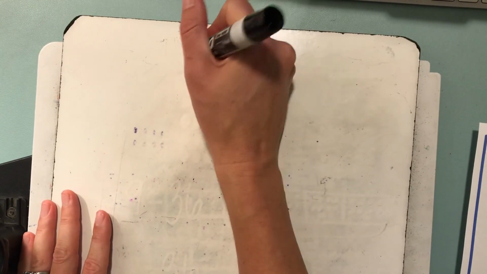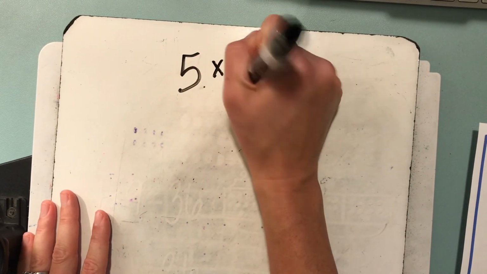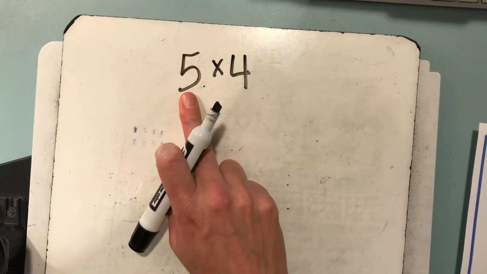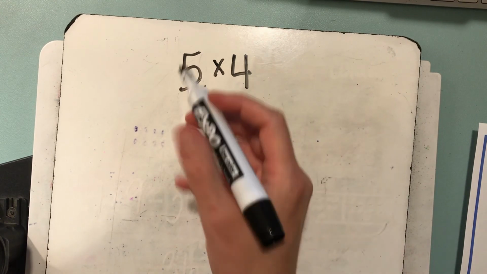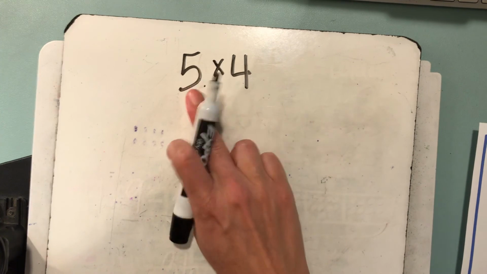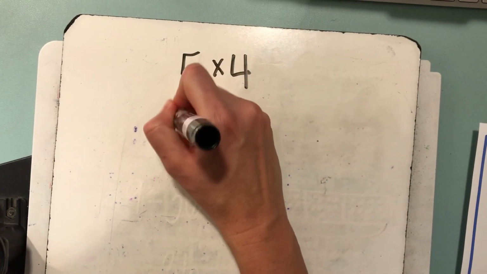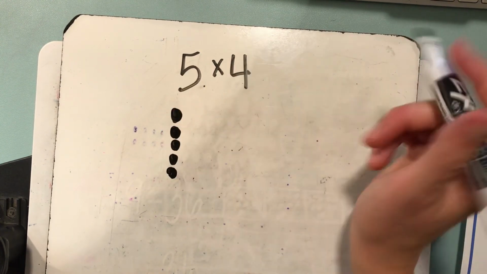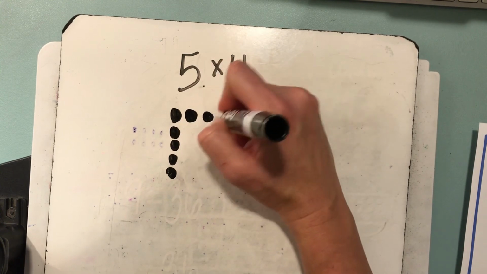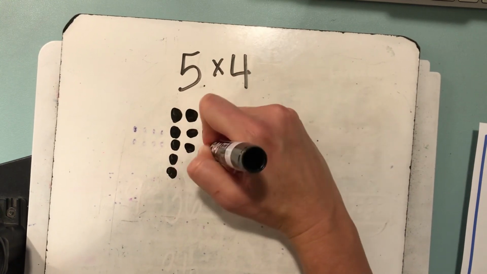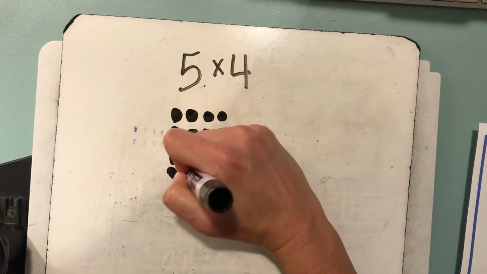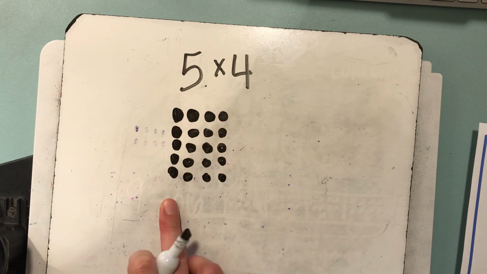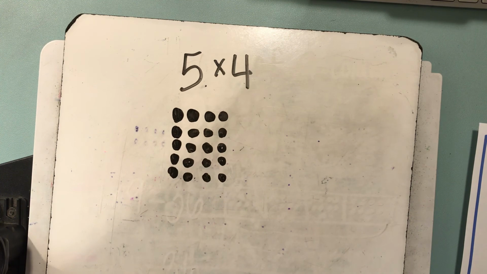Okay, so we are doing an array for 5 times 4, or 5 rows of 4 columns, okay? So your array should look like this. I know that I have 5 groups, right? Or 5 rows. Your array should look like this. 1, 2, 3, 4, 5. And you're gonna have 4 columns, or 4 in each row. So your array should look just like this. You have 5 rows, and 4 in each row.